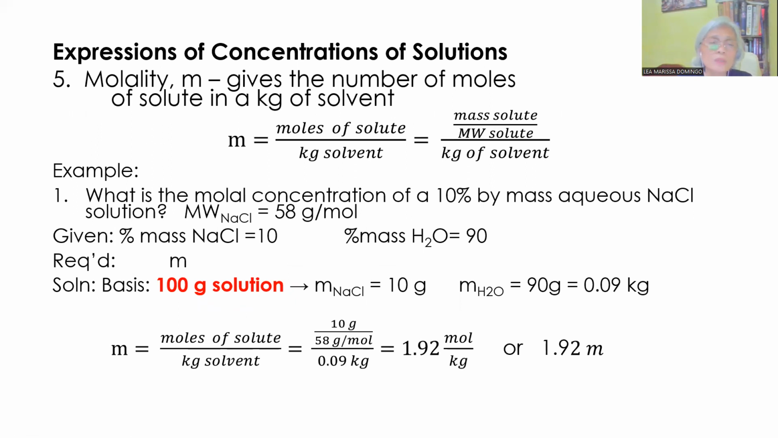Fifth concentration is molality or molal concentration, denoted by small letter m. This gives the number of moles of solute in a kilogram of solvent. So that's the only difference: kilogram of solvent, and the numerator is the same.